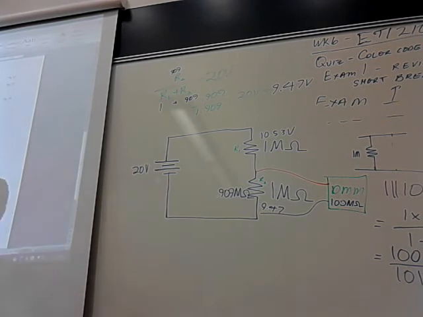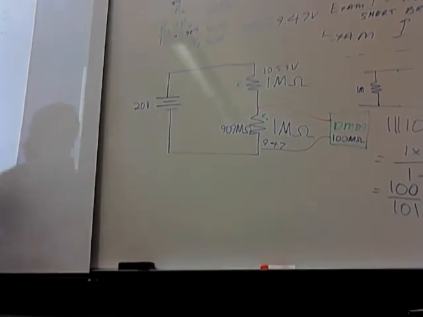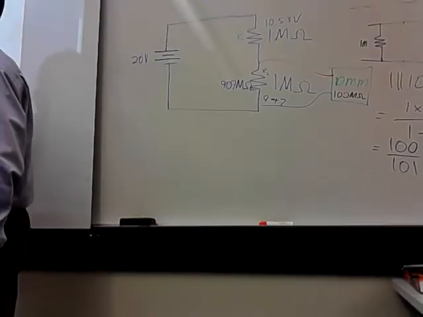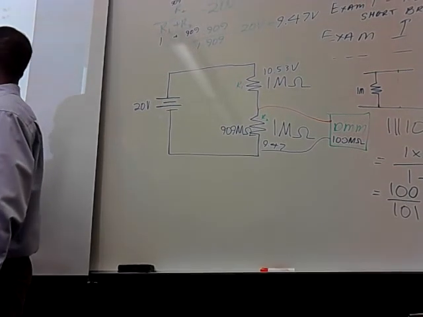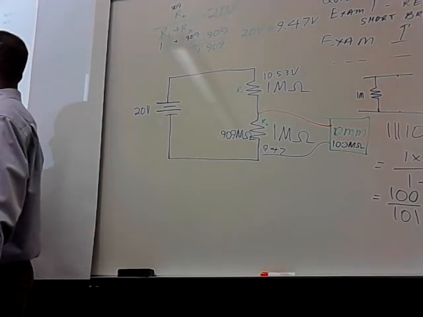But it's basically asking you, if you measure the voltage across one resistor, when the digital multimeter has a small internal resistance of 10 megaohms, what will you read?